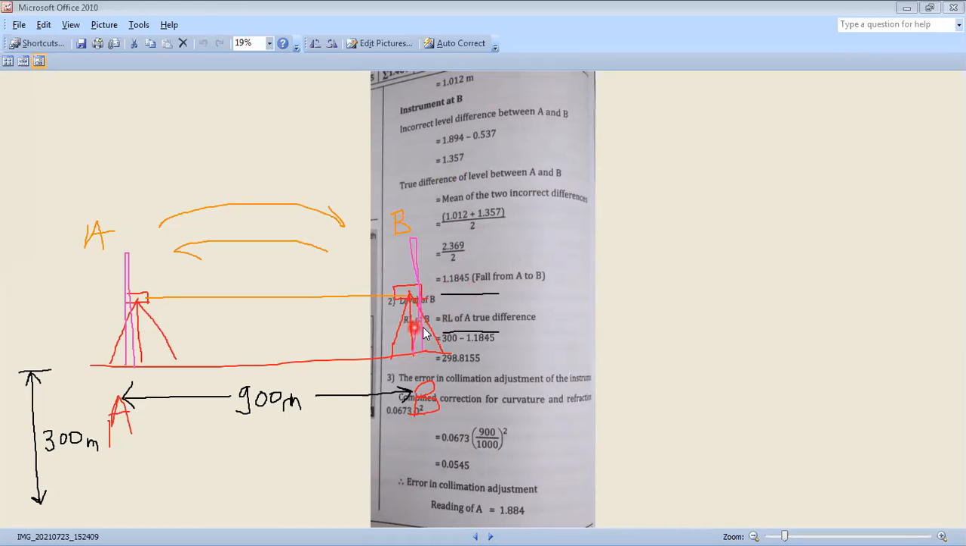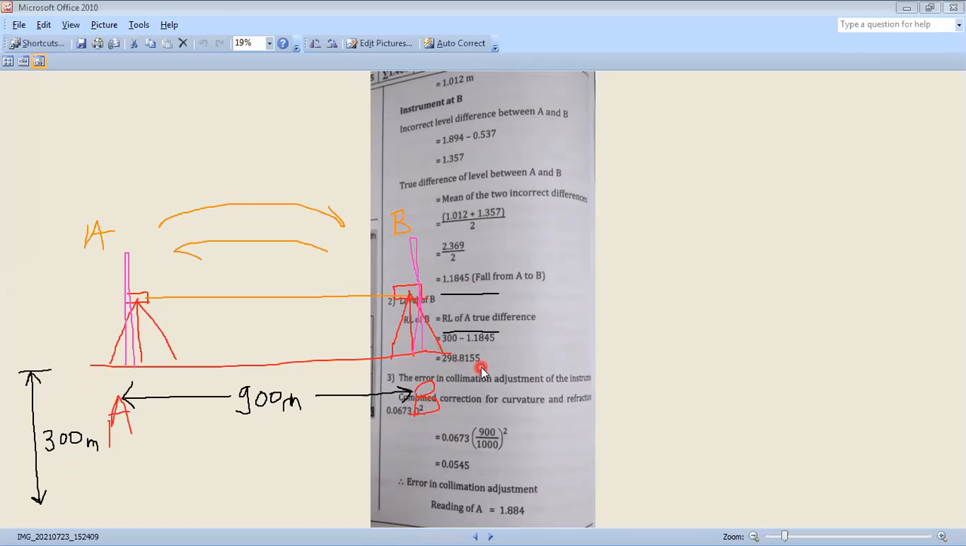Now the RL of A is given, which is 300 meter. You can see in this image, I have drawn this image for you. 300 meter is the RL of A. Now you will subtract this 1.1845 from 300 and you will get the RL of point B, right? So in the next step, we do exactly that, 300 minus 1.1845, so that you will get the RL of point B, that is 298.8155. Now you got this point.